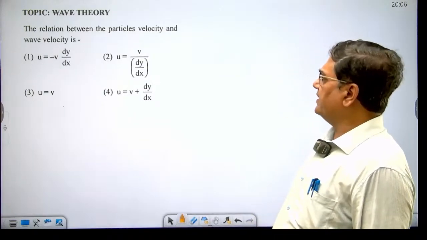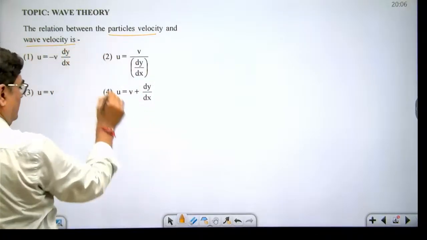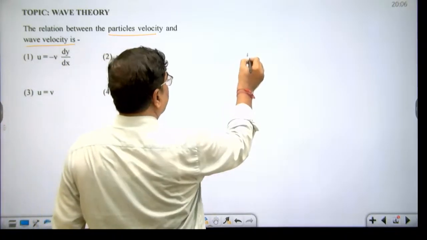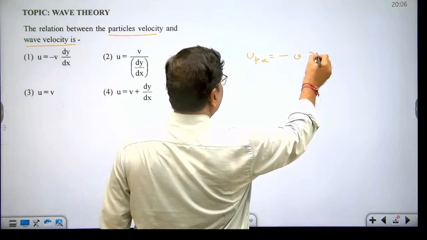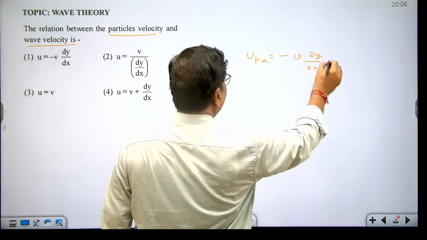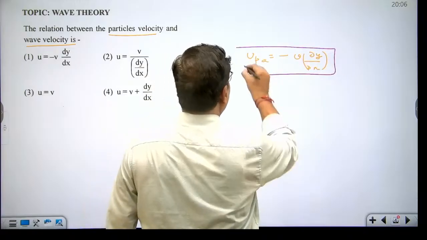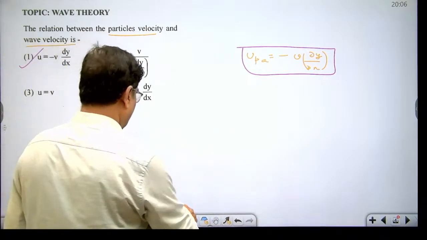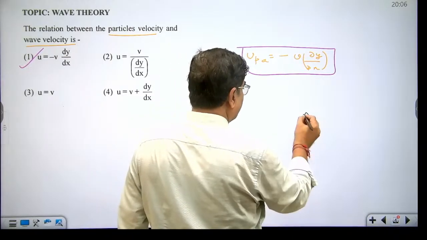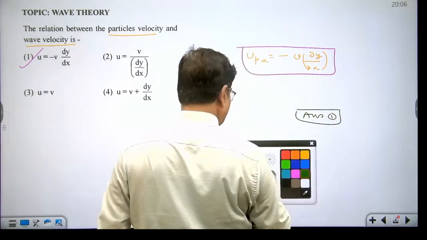The relation between the particle's velocity and wave velocity is: particle velocity is written as minus wave velocity into slope of the curve. This is the relation. Out of 4 choice, the correct choice is option 1. Option 1 is the correct answer.